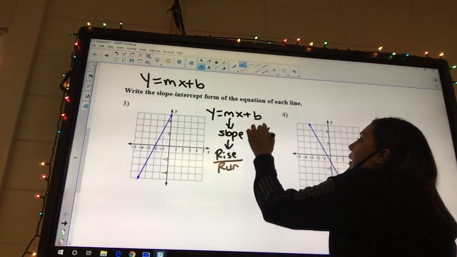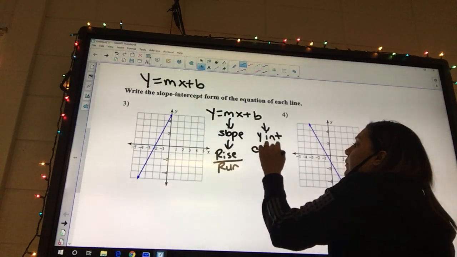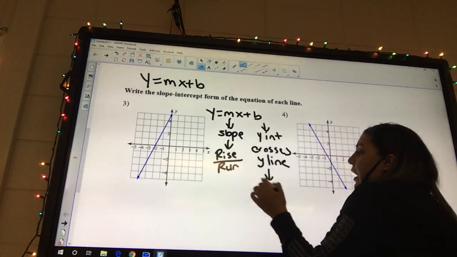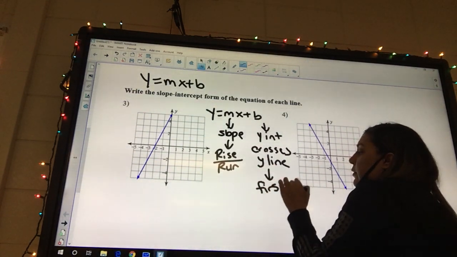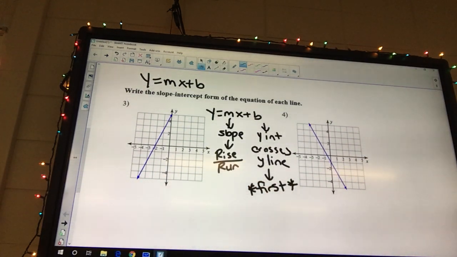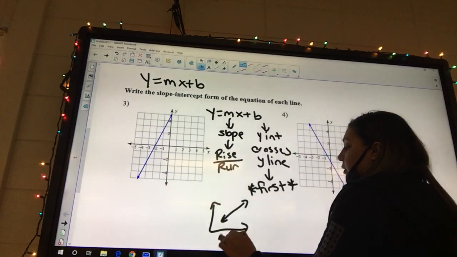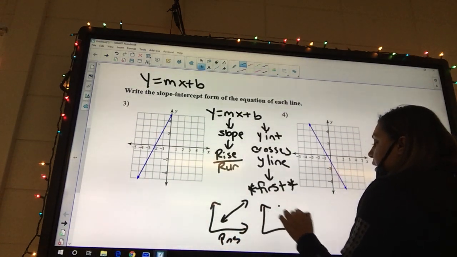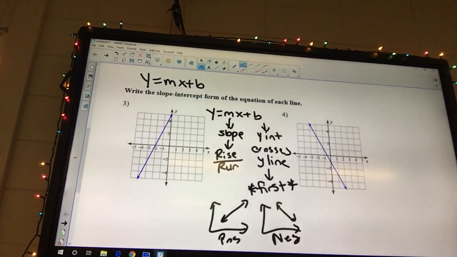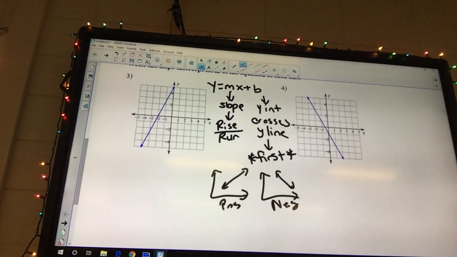So, and then our b is our y-intercept, okay? And it's where it crosses the y line. Okay, and you need to make a dot on here first. So do this one first. Okay, you've got to find that one first. And then the other piece of information you would have to know, okay, this is a positive slope and this is a negative slope. And hopefully some of you guys have figured that out by now, of which ones are positive and which ones are negative. Okay, but these are all the notes that you would need in order to be able to do this problem.